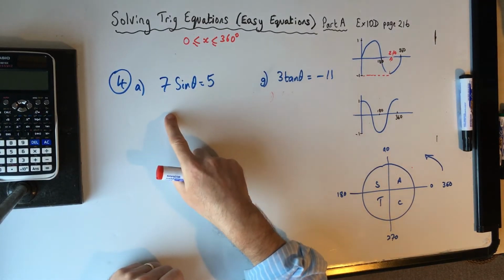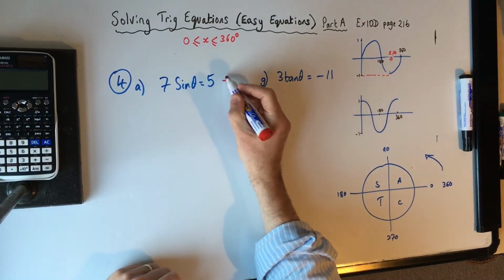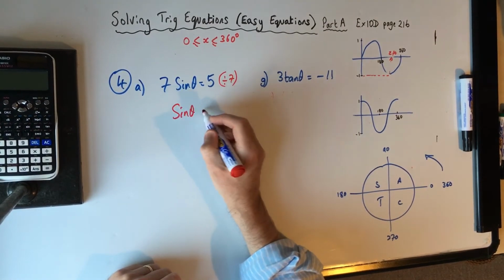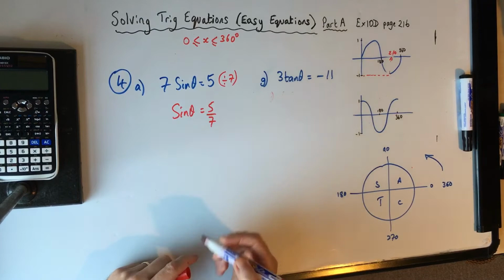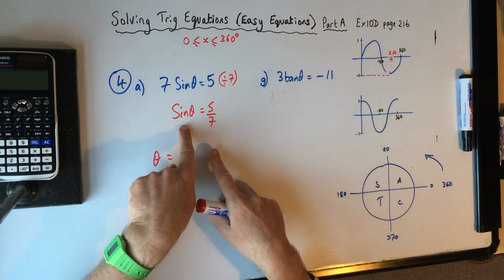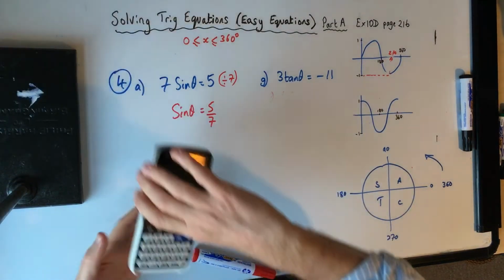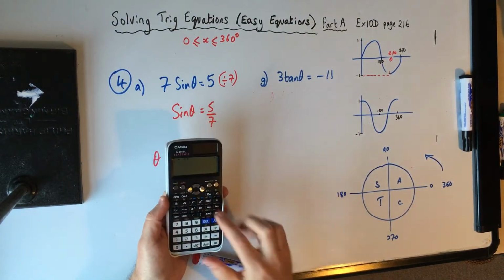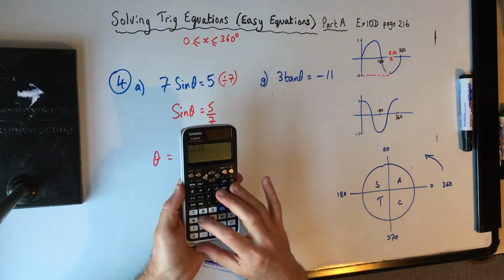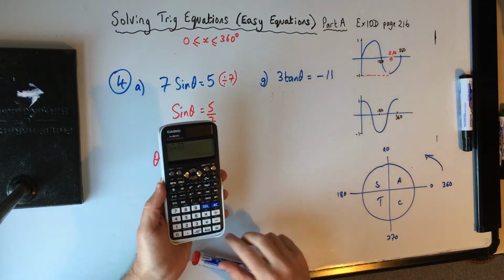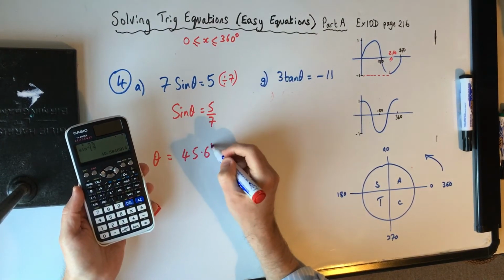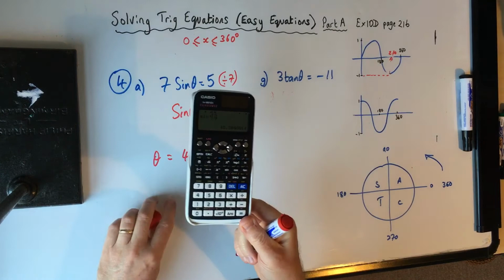This one, try to get down to sine theta, so obviously just divide both sides by 7. Sine theta is equal to 5/7. And now we just need to inverse sine, the inverse sine of 5/7. So this is where we need a calculator. So shift sine of 5/7, and that tells me it's 45.6 degrees rounded off to 1 decimal place.